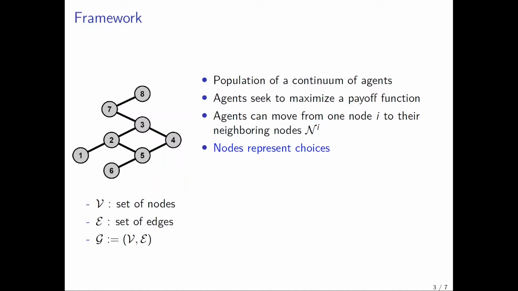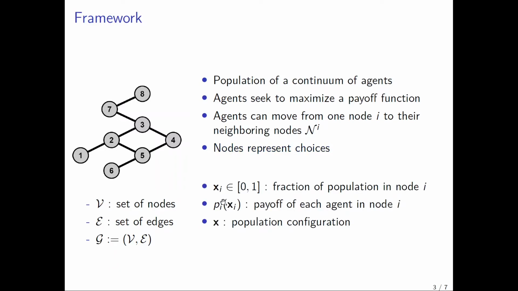Note that the nodes represent choices here, which may be physical locations, like in the case of the fleet redistribution problem, or the choices may be abstract, like the choice of which daily essential to go for first in case of crisis. We let V be a set of nodes, E be a set of edges, and G be the underlying network. To model the system, we let x_i represent the fraction of population in node i, P_i of x_i be the payoff which each agent in node i receives, and the vector x with its ith component x_i be the population configuration. Now we are interested in the dynamics of the optimum seeking agents under different levels of coordination.